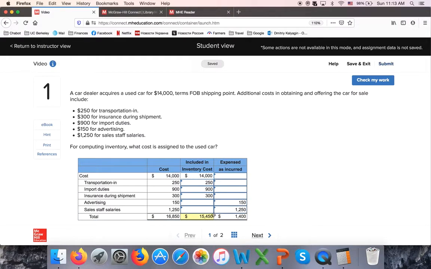So here you go. Even though the car's cost is 14,000, I have to account for the car's cost, which will impact my gross profit and net profit, at 15,450. So that's the cost. Then you add your markup, and then you have your selling price, and you start negotiating with the potential customer.